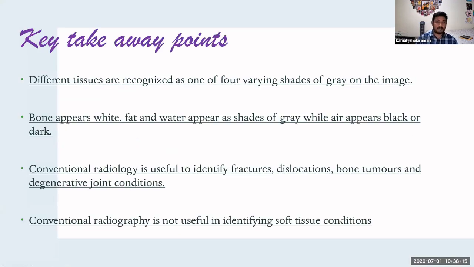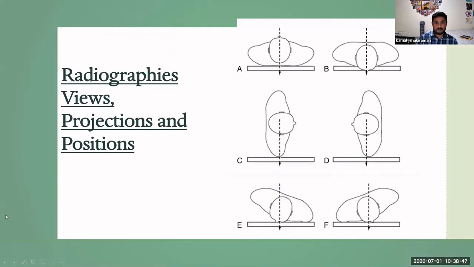Key takeaway points from this chapter. First, the different tissues are recognized as one of four varying shades of gray on the image. Bone appears white, fat and water appear shades of gray, while air appears black or dark. Conventional radiography is useful to identify fractures, dislocation, bone tumors, and degenerative joint conditions. Conventional radiography is not useful in identifying soft tissue conditions.